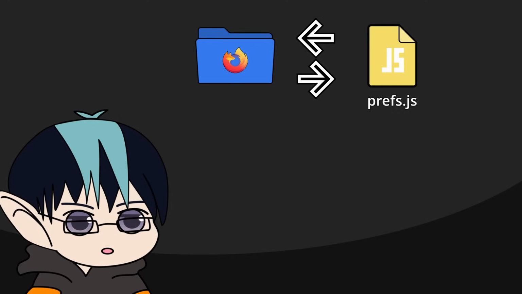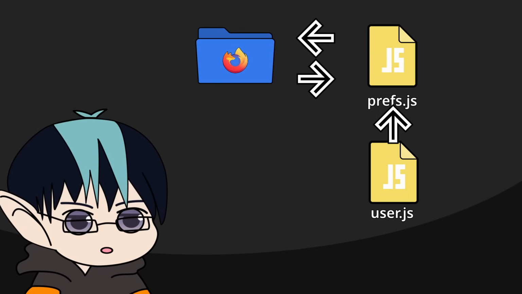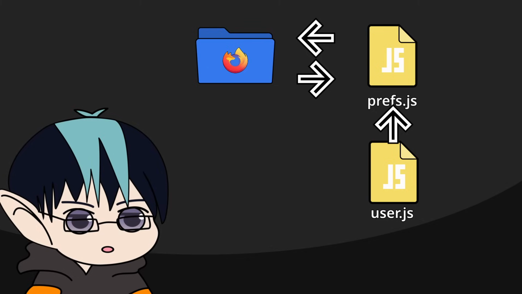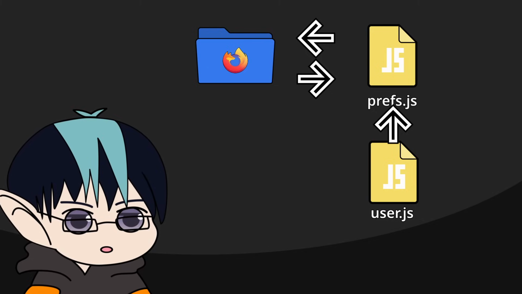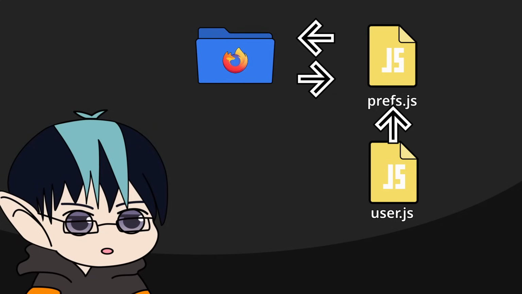Instead, what we're going to do is we're going to write a basic JavaScript file called a user.js, and this is going to configure the prefs.js with all the desired changes that we want, and it also enforces them and overwrites them without tampering with the actual file.